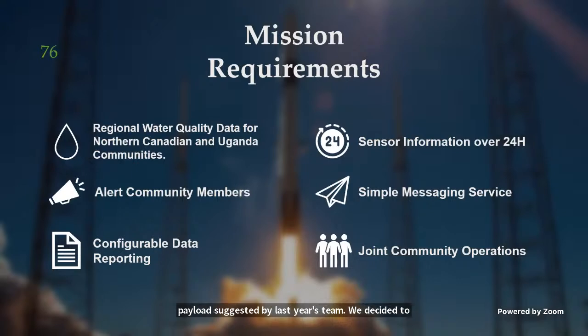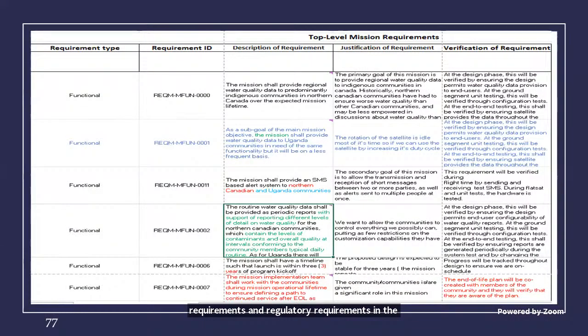Configurable data reporting, and joint community operations, in order to make community members get involved in the discussion, where they can have a seat at the table with other stakeholders. There are some other project management requirements, some impact requirements and regulatory requirements in the spreadsheet. You're more than welcome to ask us about them, and hopefully we can answer. So we're going to go through the key requirements. We're going to start with the top level mission requirements.